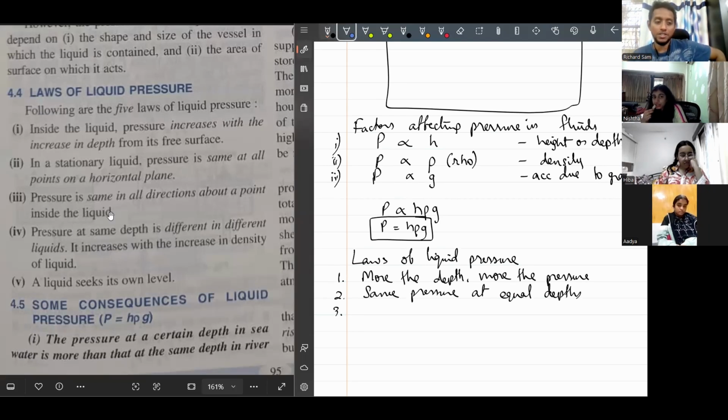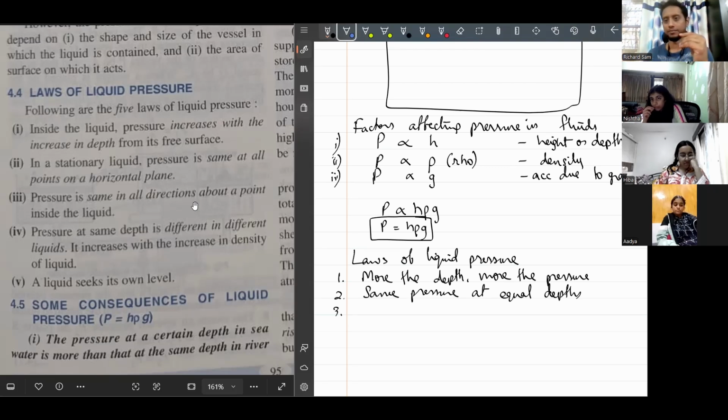The third point is pressure is the same in all directions about a point. So if you take an object and put it underwater, the pressure exerted on top of that object, on the side of that object, or even under the object will be exactly the same. It's not like because there's more water on top, there's more pressure down, and less water underneath, so less pressure up. At a certain point underwater, there is equal pressure exerted on the body from all sides. Is that clear?